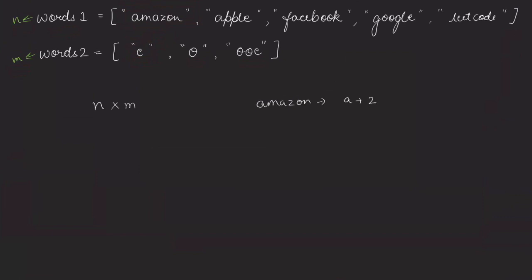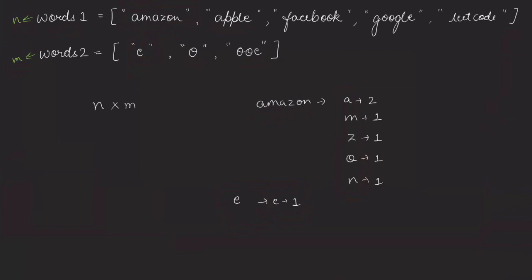Inside this, A is coming two times, M is coming one time, Z is coming one time, O one time, N one time, right? And this string is E. Next string is E. Here E is coming one time, right? So now we need to check that does Amazon contain at least one E. So we check, it doesn't have any E, right? So this string is not a subset of Amazon, right? So we can skip Amazon and we can move to the next string, right?